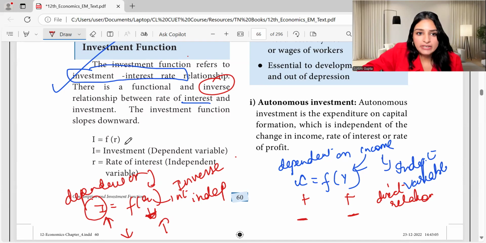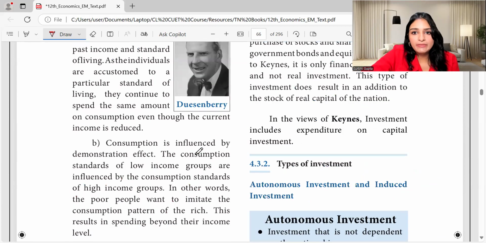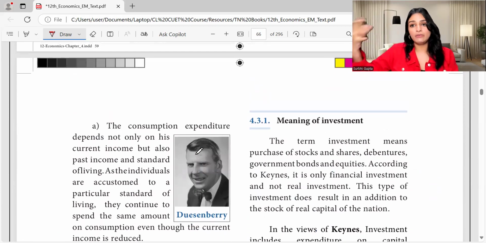Great. Then investment is a function of interest rate. Investment is again dependent, the rate of interest is independent. Then we understand the meaning of investment. What exactly is the meaning of investment?